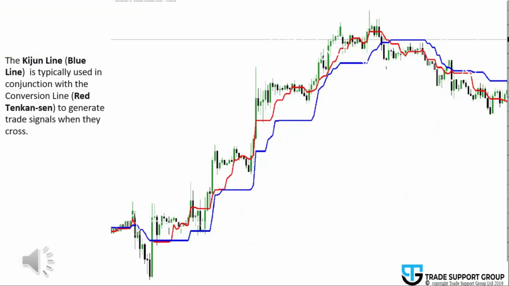The first set of this indicator that we will break down will be the Kijun line and the Tenkan-sen line. These are used to provide trading signals once they cross one another. As you can see at the top of this chart, once the red line crosses the blue line, we have a trend reversal.